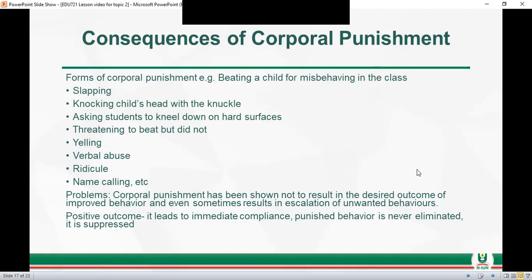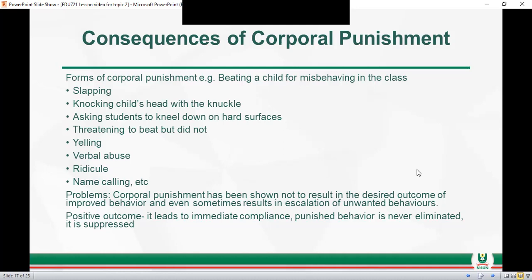And examples of corporal punishment include hitting a child, slapping, knocking a child's head, asking children to kneel down on hard surfaces, threatening to beat but did not. Yes, it's classified as part of this. Threatening to beat but you did not, even if you did not, the threat you give that child is also grouped as a form of corporal punishment.